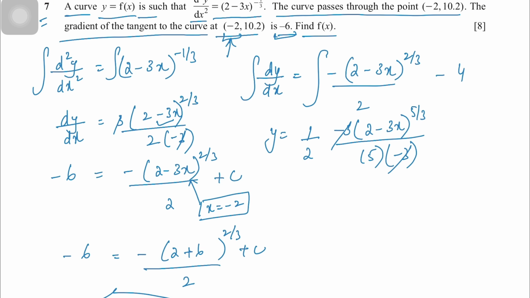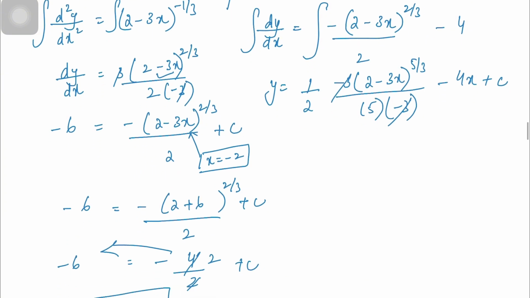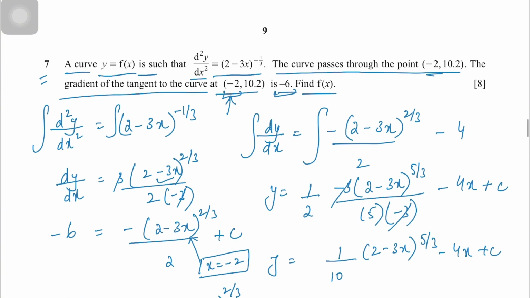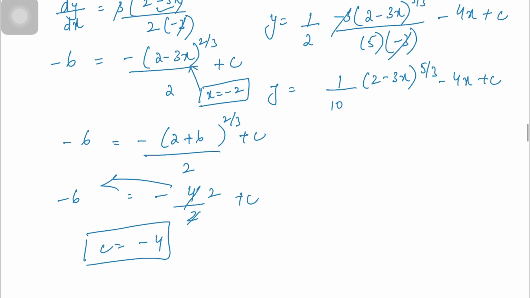So, and then here we have negative 4x, then plus c. So we get our final result as y = 1/10 (2 − 3x)^(5/3) − 4x + c. We can plug in these points, that is negative 2 and then 10.2, to get our final equation.